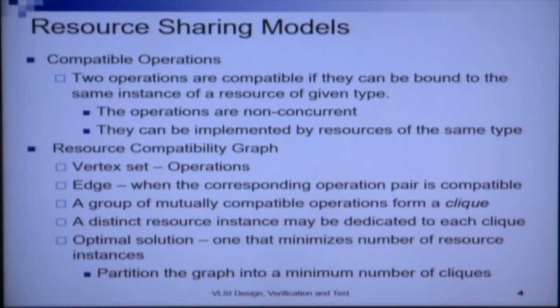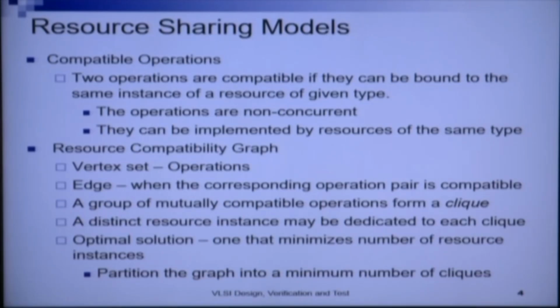Now, with the definition of compatibility, we will take a look at two types of resource sharing graphs. First is the resource compatibility graph, the other is the resource conflict graph. These two resource sharing graphs we will understand. So, what is a resource compatibility graph? In the resource compatibility graph, the vertex set are operations. There is an edge between two operations if these two operations are compatible, which means that there will be an edge between these two operations if both these operations are not scheduled at the same time step and both these operations can be executed by an operator of the same type.